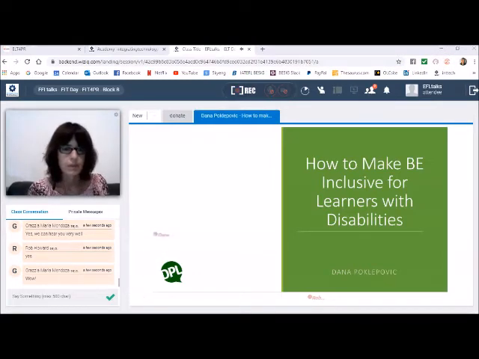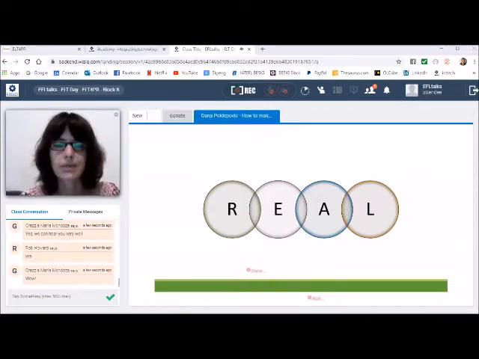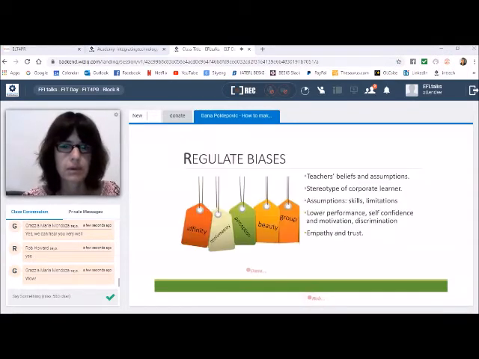Rob, how can I turn this past the slides? Okay, thank you. So the framework is called REAL, and it's for real inclusion. We are going to see each of these letters as an acronym. Okay, the next slide, please, Rob.